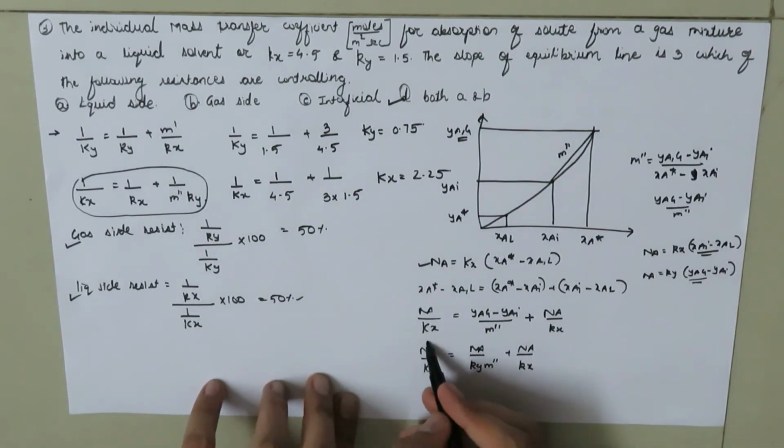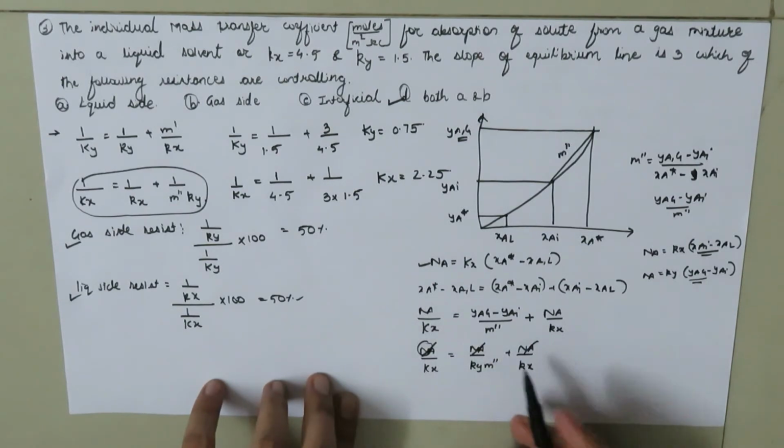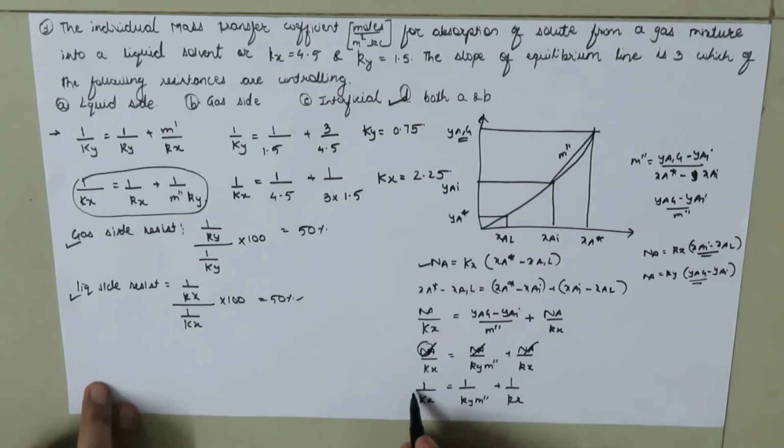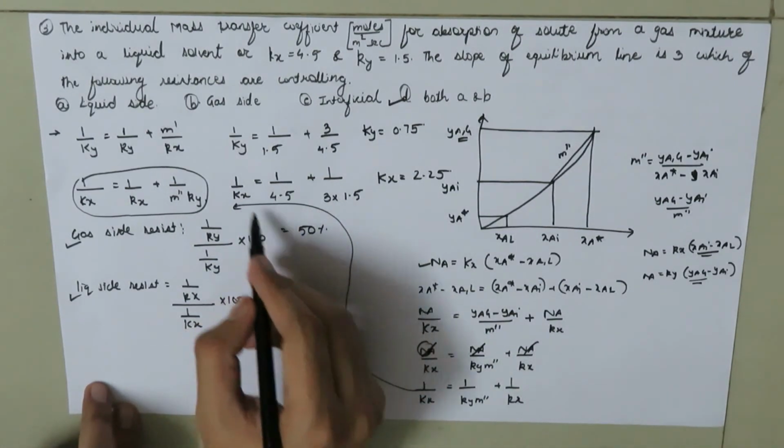We can take this molar flux common, and this will get cancelled, and we'll get 1 upon capital KX is equal to 1 upon small ky times M double prime plus 1 upon small kx. And this is what I have written here.